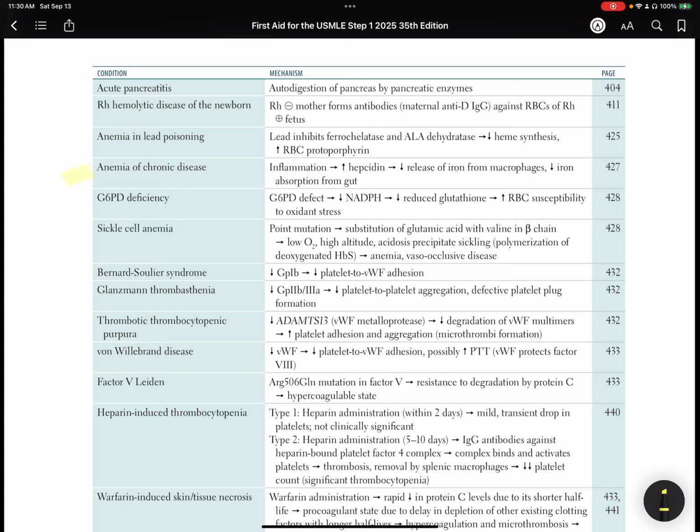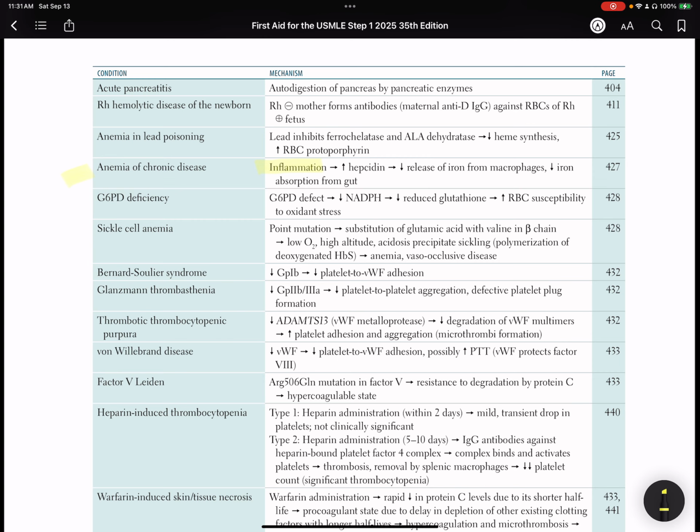Next condition, what causes anemia of chronic disease? The basic mechanism of anemia of chronic disease is inflammation. Chronic inflammation causes increased hepcidin. Increased hepcidin will cause decreased release of iron from macrophages and decreased iron absorption from the gut. So that's why there is anemia of chronic disease.